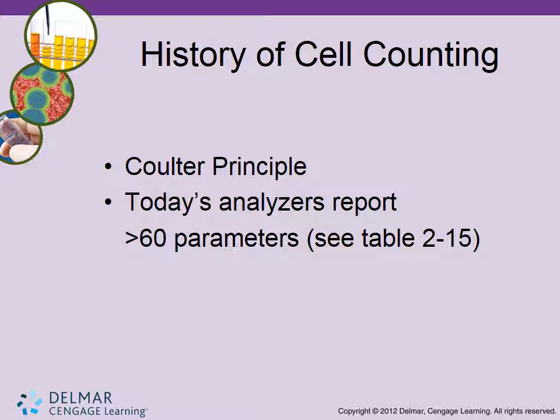A little bit about the history of cell counting. First we'll start with the Coulter principle. Around 1956, William Coulter invented the first automated method of counting cells. He was an innovator, an entrepreneur, and an inventor, and he invented what's called the Coulter principle. The Coulter principle is a reference method for counting and sizing particles or cells that are suspended in a fluid. Once this was developed, it led to major breakthroughs in science, medicine, and industry.